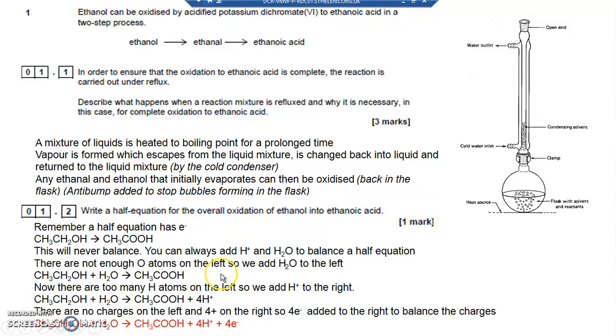That's when I use H plus. So I'll put H plus on the right hand side and I'll need 4 of them. Now all the H's and the O's balance. Unfortunately I've got 4 pluses on the right hand side and no pluses on the left hand side, and that's where the electrons come in. My electrons can balance that by putting 4 electrons on the right hand side. So CH3CH2OH plus H2O makes CH3COOH plus 4H plus plus 4 electrons.